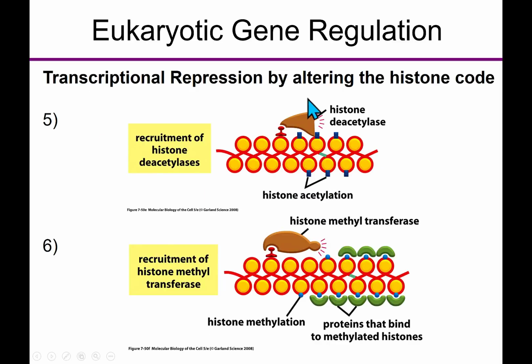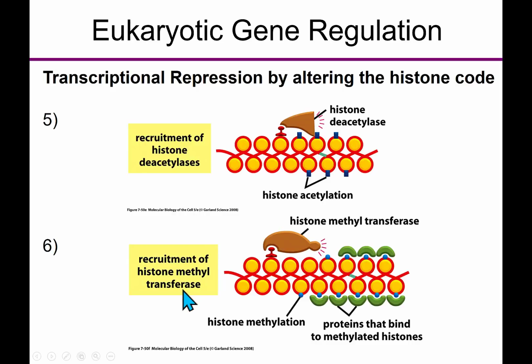You can also have transcriptional repression by altering the histone code. You can do that. You can have the recruitment of histone deacetylases. Again, repressor protein with a repression domain calls in a histone deacetylase, removes the acetyl groups from the histone tails, right? So they don't show you the tails here, but you'd of course be modifying the tails, as in removing acetyl groups from the tails.